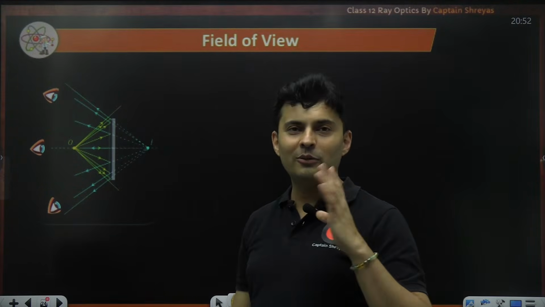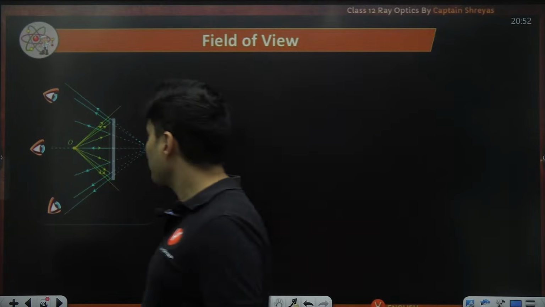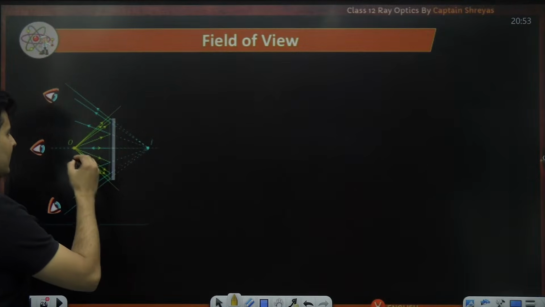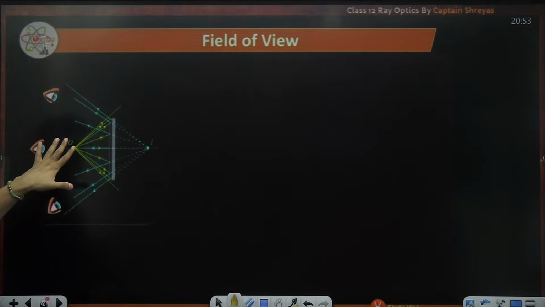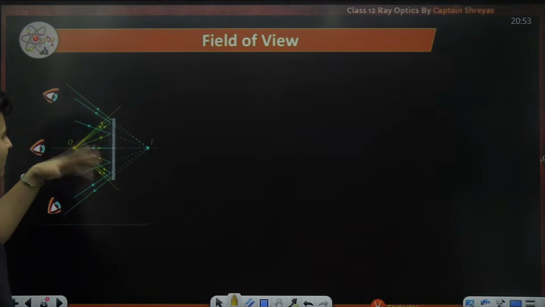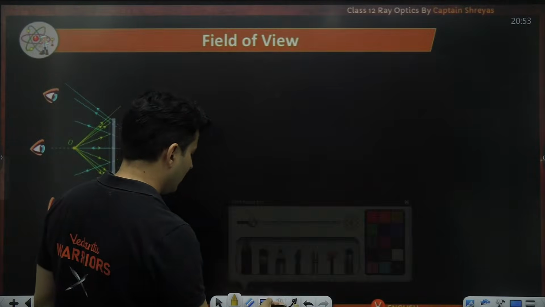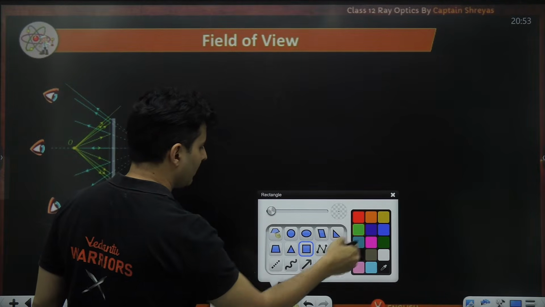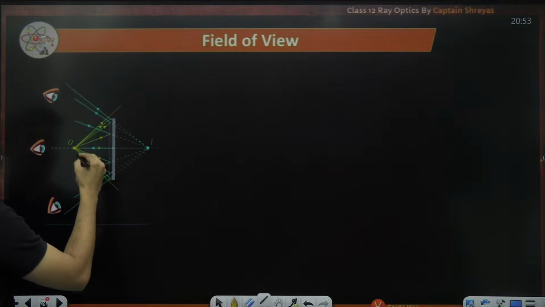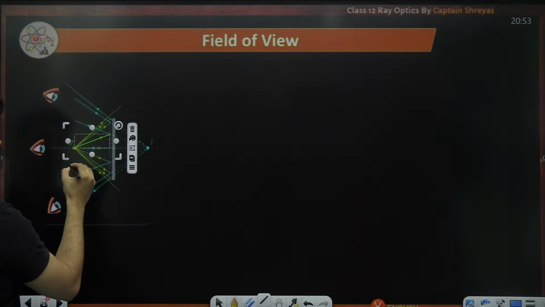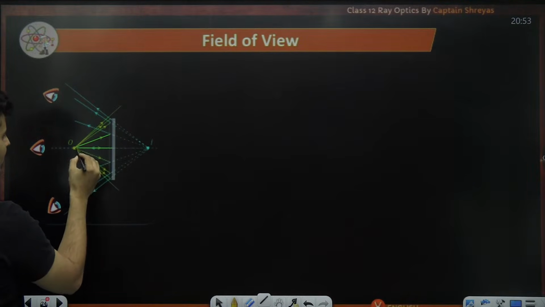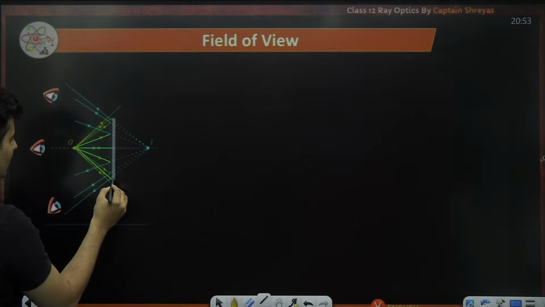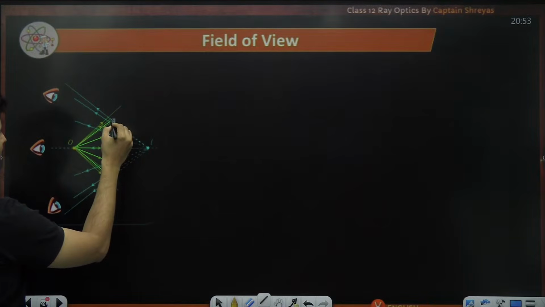So what is the meaning of field of view? See guys, if there is some object I have placed over here, the rays will go in multiple directions. Let me show some of those rays. Some of the rays will go like this, some like this, some like this, and some will also go here.